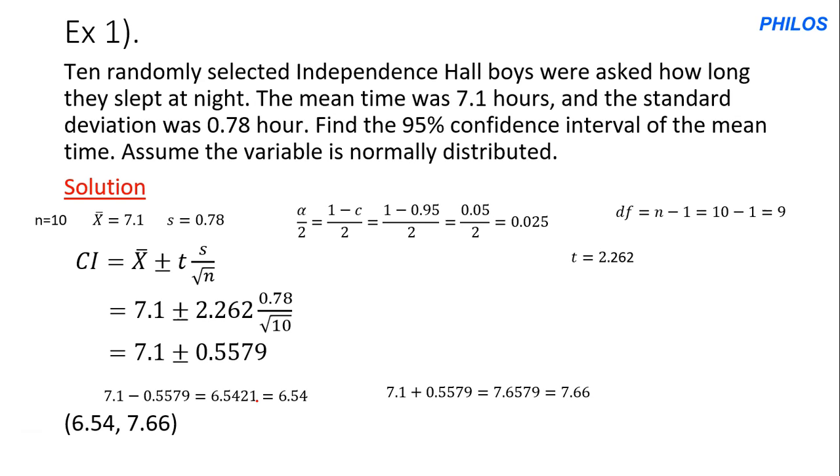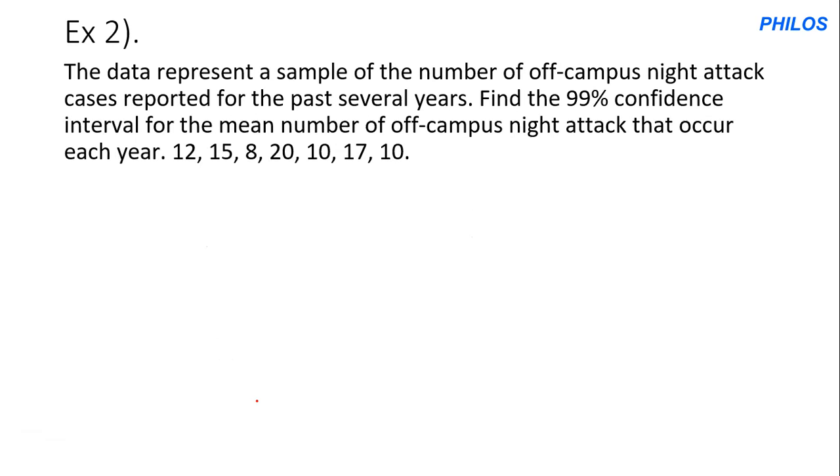So let's look at example 2. Example 2 says, the data represents a sample of the number of off-campus night attack cases reported for the past several years. Find the 99% confidence interval for the mean number of off-campus night attacks that occur each year. So we have 12, 15, 8, 20, 10, 17, and 10.